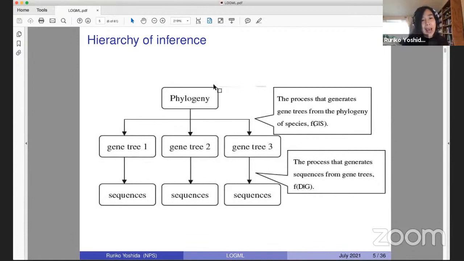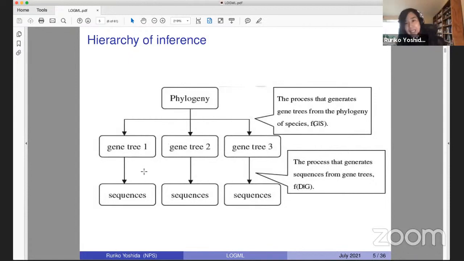And under that, we have the gene tree. A gene tree is a phylogenetic tree reconstructed based on a particular gene. And also from there, we have the sequences. So in nature, we know the species trees, and from there you can generate gene trees, and then from there you generate the sequences, DNA sequences or protein sequences or whatever.